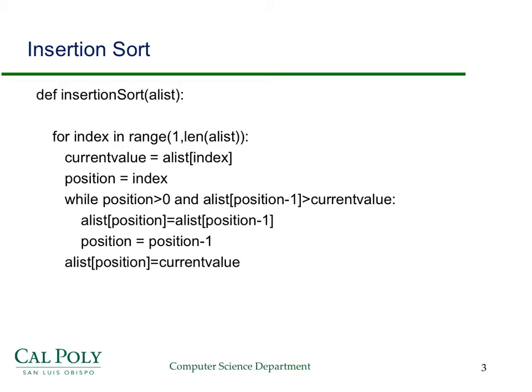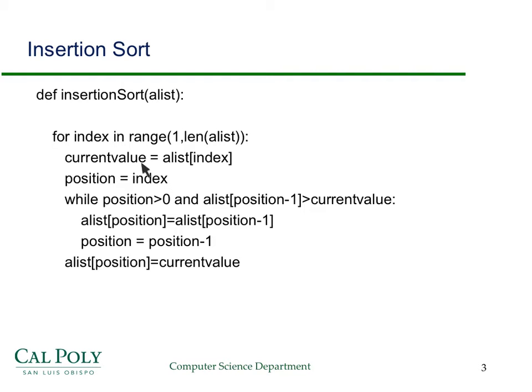So here's the code. We're going to have an outer loop, and each time through the outer loop, we're going to put another item in its proper position. We're going to start this Python code at index 1, which represents the second element in the list, and then we go to the end of the list.